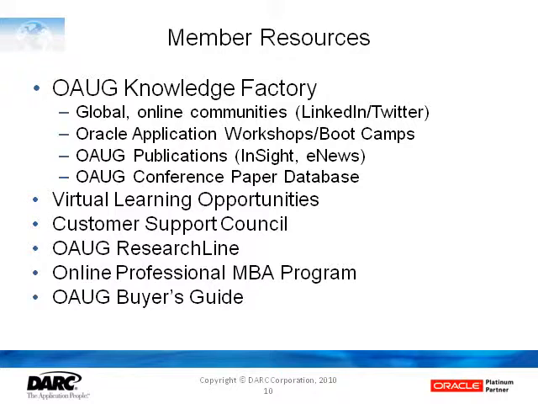So for example, if you wanted to search for a paper on how to set up pay on receipt, you could go in and do that in the conference paper database. And I know you'll find one because I presented a paper on that very topic a couple of years ago at the OAUG conference. So all kinds of different items that you can look for in that conference paper database, or just browse the paper database for new ideas.